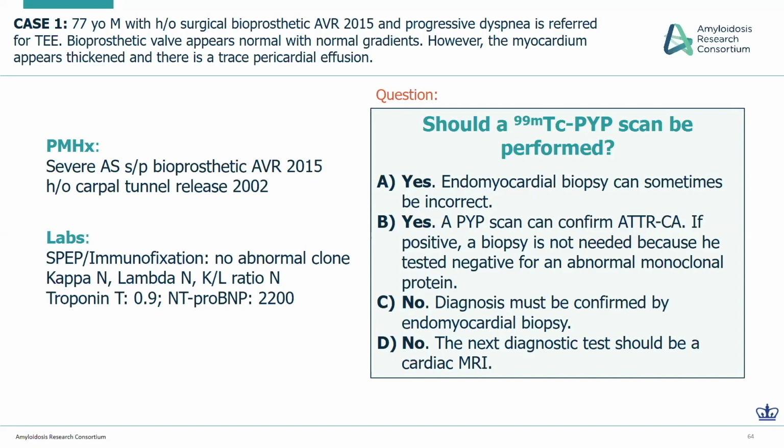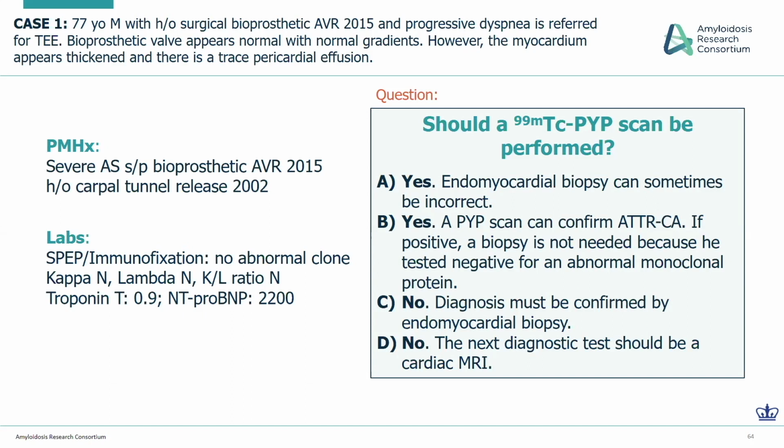His labs show SPEP, immunofixation, no abnormal clone, kappa, lambda normal, and ratio normal. Troponin T was 0.9 and NT-proBNP was 2,200. So should a PYP scan be performed?